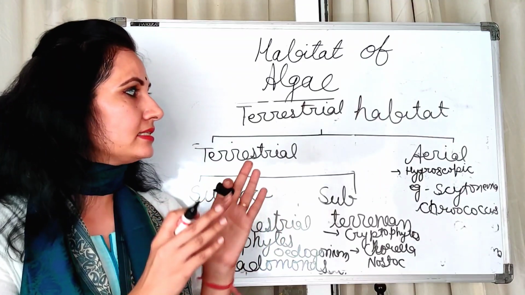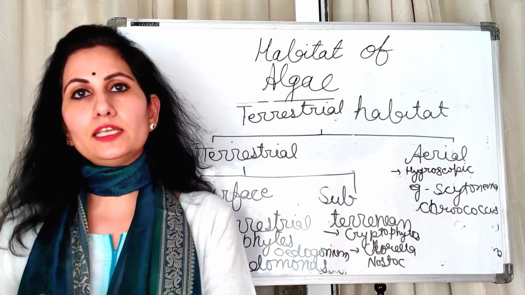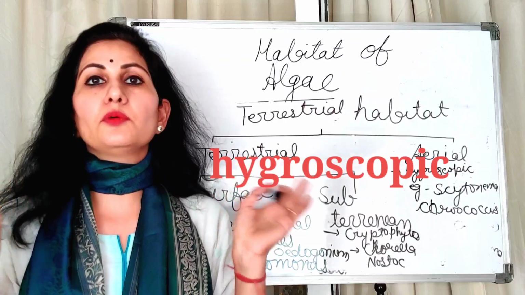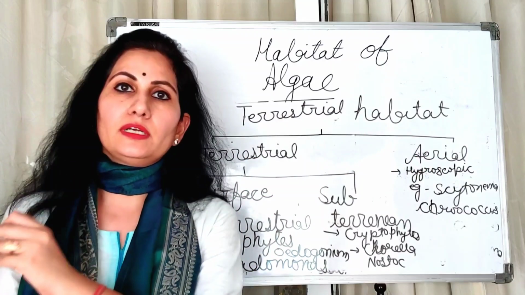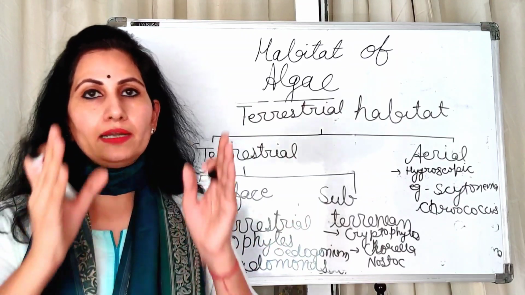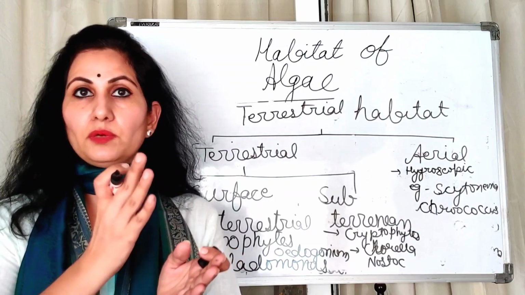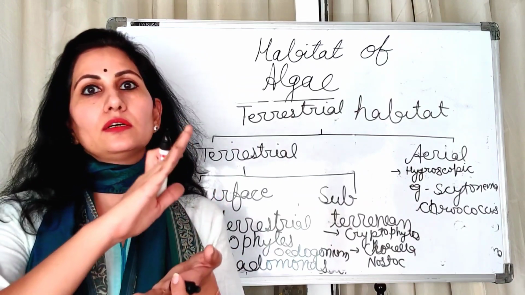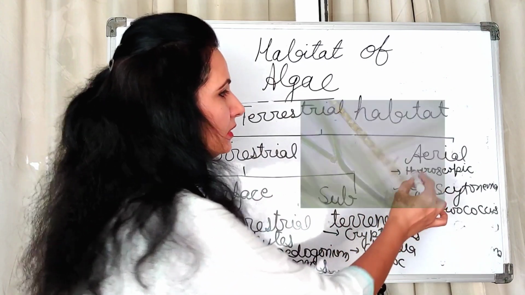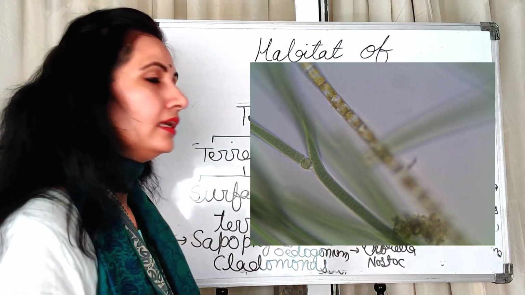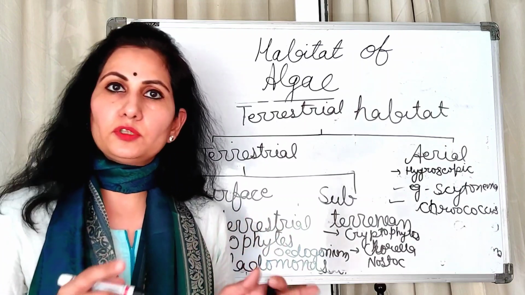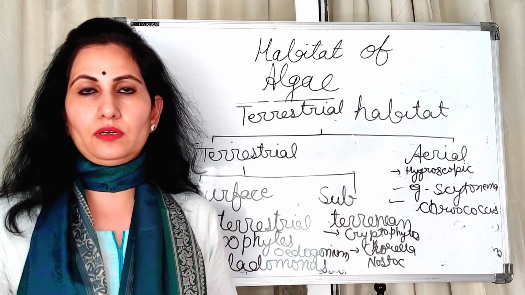Such kinds of algae are also hygroscopic in their nature. Hygroscopic means they can absorb atmospheric moisture through some particular type of cells which are present in these algae. So they absorb atmospheric moisture and they stick on the surface of the plant, like on the tree trunk, on the leaves of the tree, and they flourish over there. Example of such algae is Scytonema. Yes, we just studied this algae in the hot water spring algae, and the second example is Chroococcus. Both of them can be found as aerial habitat algae.